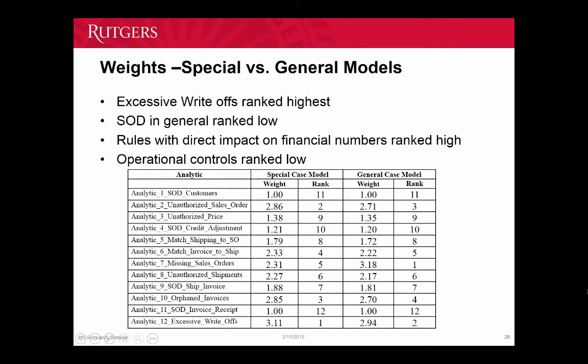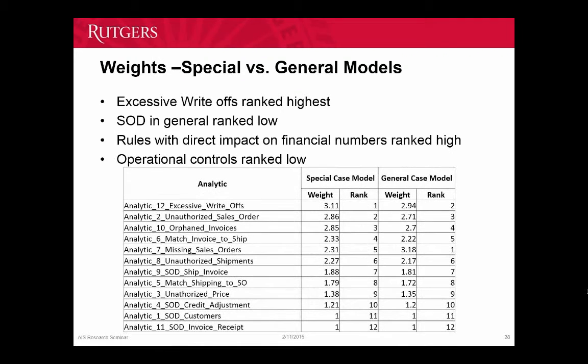Now, we looked at whether there were differences between the special model and the general model. It was interesting to see that most of the time SOD, or segregation of duty, ranked low. This is based on the rank. As you can see, the riskiest one, according to the special case model, was excessive write-offs.